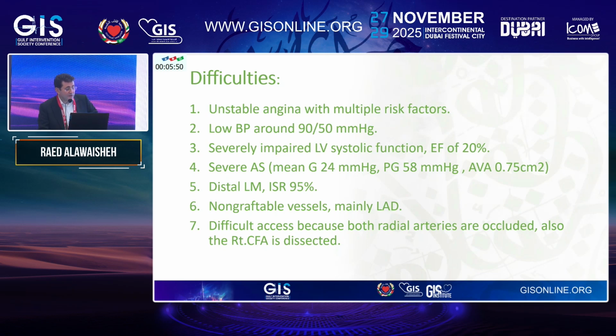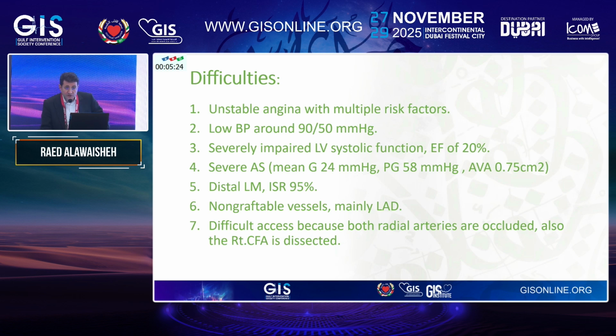In summary, the patient has continuous chest pain and multiple risk factors. Ejection fraction is low, and blood pressure is low. He has severe aortic stenosis, severe left main in-stent restenosis, the LAD is not graftable, there are no radials, and the right common femoral artery is dissected.